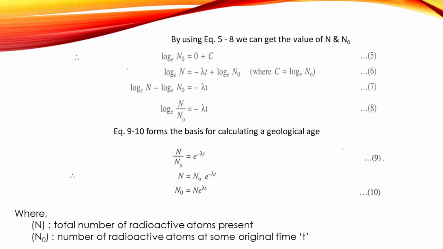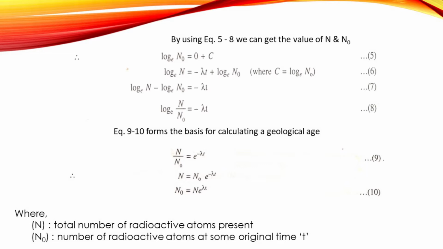Now, using the initial condition from equation 4, we can get the constant of integration c and the values of N and N0 by using equations 5 to 8. Here equations 9 and 10 form the basis for calculating a geological age from the analytical data, where N represents the total number of radioactive atoms present, while N0 represents the number of radioactive atoms at some original time.